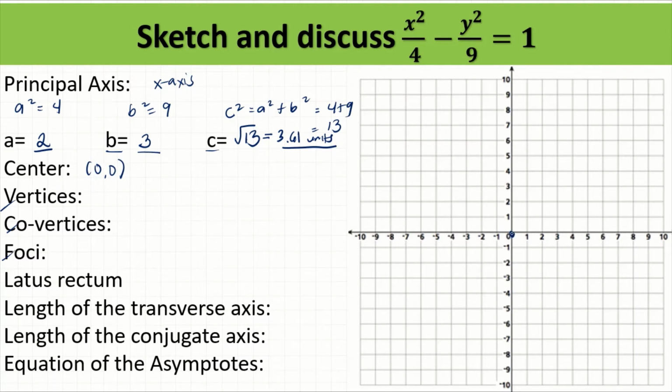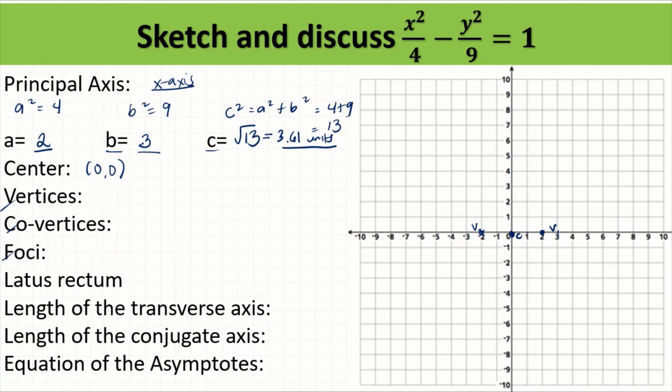So, center is (0, 0), and then we have to count 2 units parallel to the x-axis. So, to the left and to the right. So, we have 1 and 2. So, this is the V sub 1. 1 and 2, this is the V sub 2. Okay. So, next is the co-vertices.